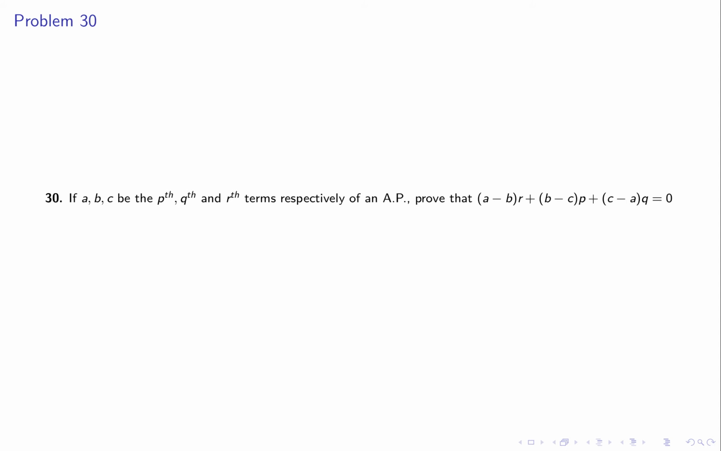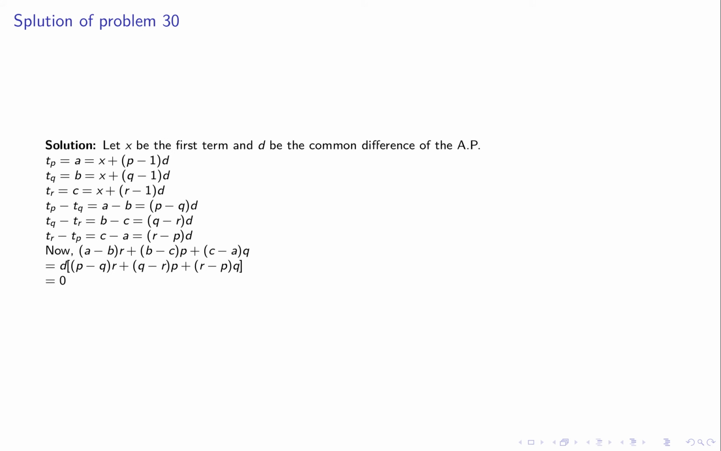Now the 30th problem is: if a, b, c are the pth, qth, and rth terms respectively, then we have to prove that (a minus b) into r plus (b minus c) into p plus (c minus a) into q is equal to 0. This is similar to problem number 28, which we have just solved. So we just substitute the values for a minus b, b minus c, and c minus a this time without interchanging them. We arrive at the solution to be 0.